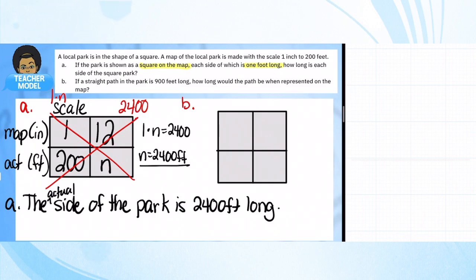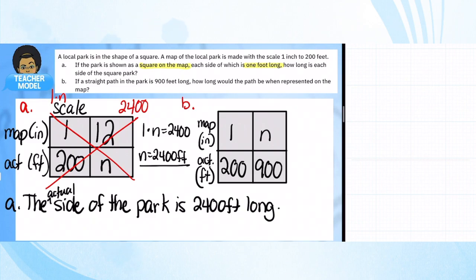So let's go to the same one in part B, and this one's a little easier. So again, we have our map, and our unit is in inches, and we have the actual, which is in feet, real life. We have our scale, 1 to 200, and we know the path in the park in real life is 900 feet. So what is it on the map? That's what we need to figure out for B. So we'll do the same thing. We're going to cross multiply. We get 200 times the number and 900.